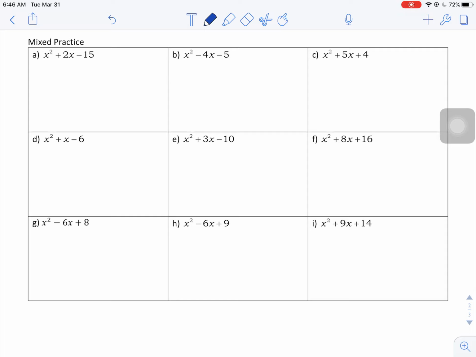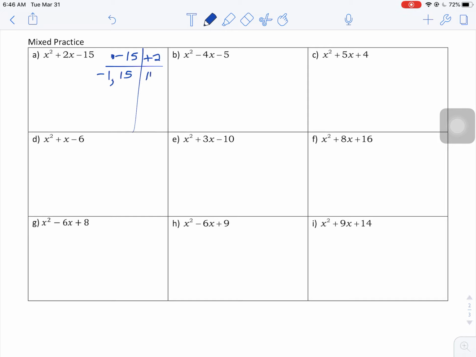So on part A, I want to multiply to negative 15 and add to 2. 15 divided by 1 is 15. Since I am trying to add to a positive number, that means my bigger number needs to be positive and my smaller number needs to be negative. So I'm always going to put the negative sign on the smaller number for this problem.